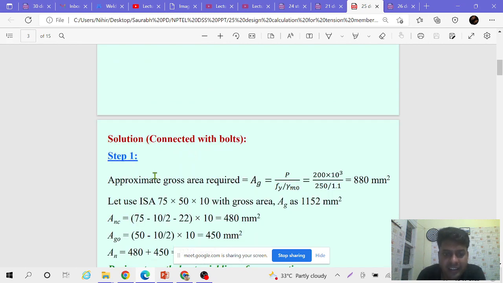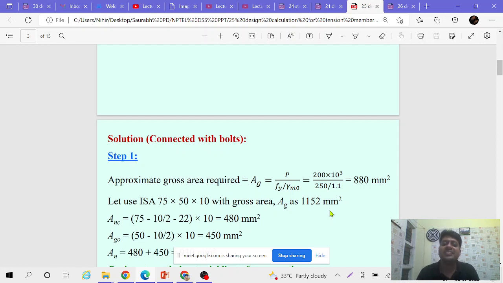Yes, sir. Here, in the very first step itself, it can be seen that A0 is coming as 200, which is given in the question, and fy upon gamma m0, the stress which will come, is equal to 250 upon 1.1. So the required gross area we are getting is 880 mm square, so we have to select the section accordingly, whose gross area should be more than 880 mm square. We cannot select any section whose gross area will be less than 880 mm square.